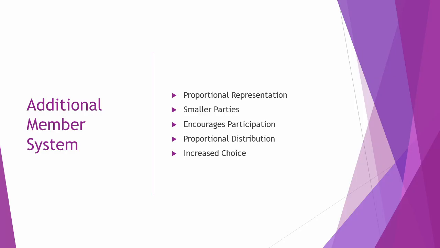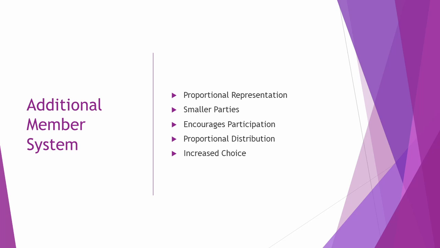Another reason the additional member system is used is because it encourages voters to participate as they are able to support their preferred candidate and their preferred party. Using the additional member system impacts the government, party representation, and voter choice. The impact of the additional member system on the government is that it often results in a more proportional distribution of seats, which can lead to coalition governments and potentially slow policy implementation.